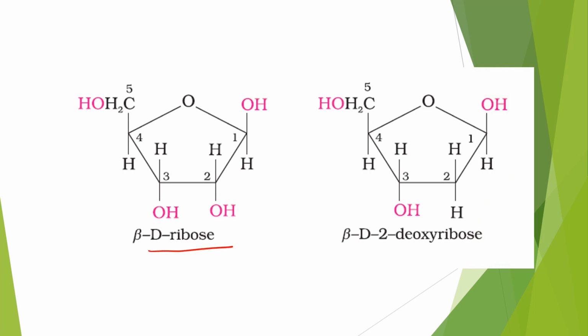This is beta-D-ribose. At the fourth carbon there is CH2OH and a hydrogen, and at the second carbon you have to see there is an OH group, and here it is an H group. So oxygen is not there. That is why it is known as deoxy. So beta-D-ribose sugar and beta-D-2-deoxyribose sugar.